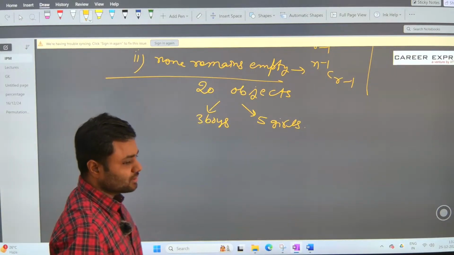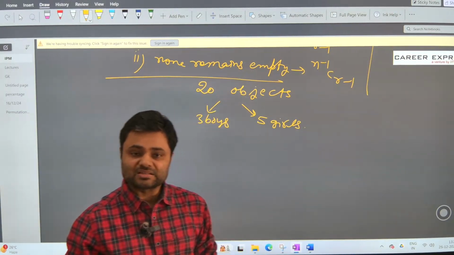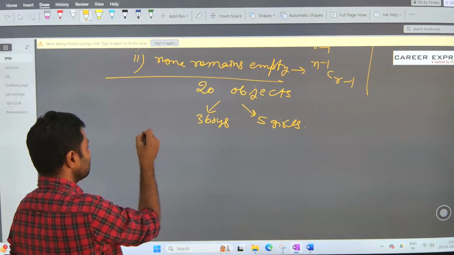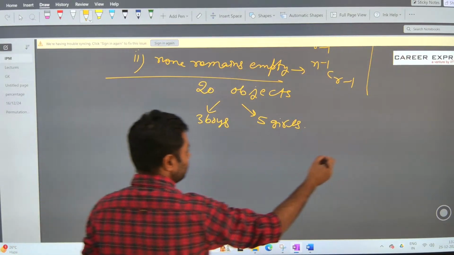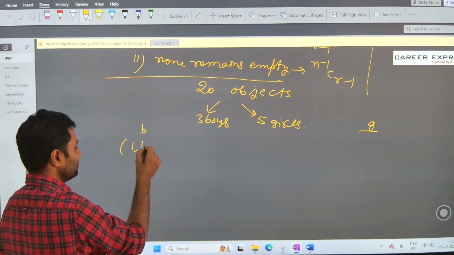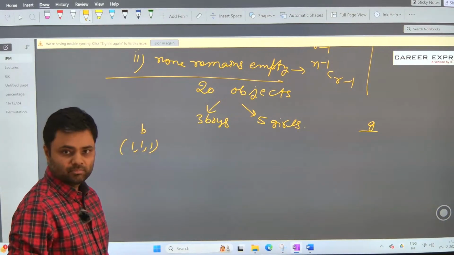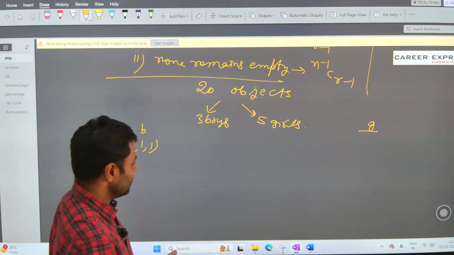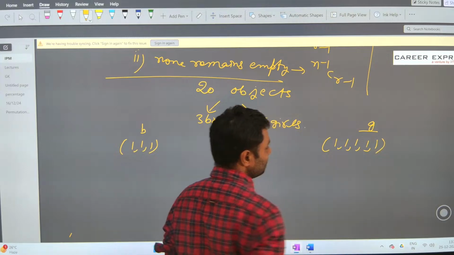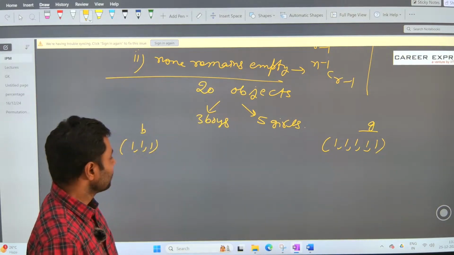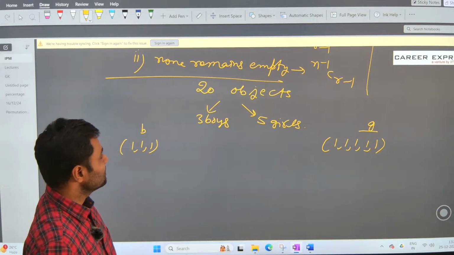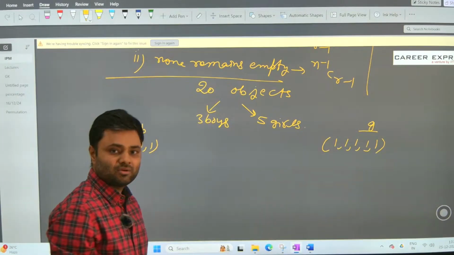One condition is given that everyone must get something. So we can start with one object to everyone. So there are 3 boys and then 5 girls. So if the boys get one object, because that is the condition, girls also get one object, because that is the condition. So we have already used up 8 objects. So now how many objects are left? 8 from 20, so 12 objects are left.